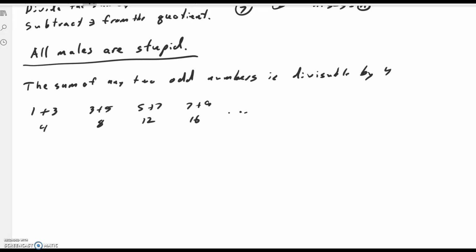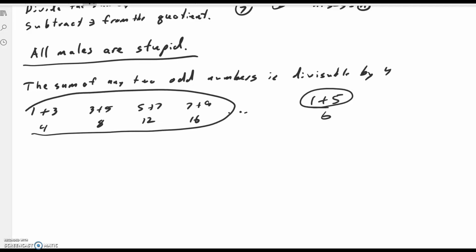So what about the statement, the sum of any two odd numbers is divisible by 4, followed with this very convincing looking argument. 1 plus 3 is 4, 3 plus 5 is 8, which is divisible by 4, 5 plus 7 is 12, divisible by 4, etc., etc. Can you think of a counterexample? What about the two odd numbers 1 plus 5? 1 plus 5 is 6. 6 is not divisible by 4 because there's a remainder of 2. So this one counterexample, and there are many other counterexamples, proves that this statement is false. Just one counterexample. Doesn't matter how many examples work out. One counterexample proves it's false.